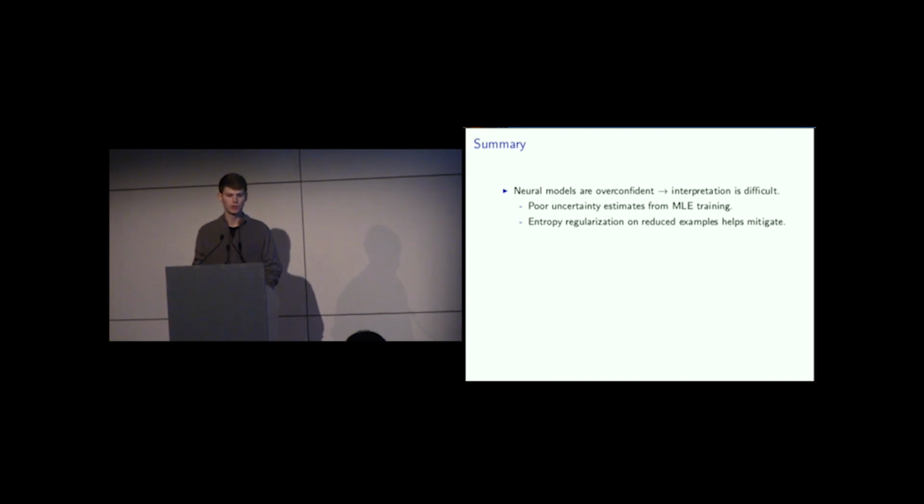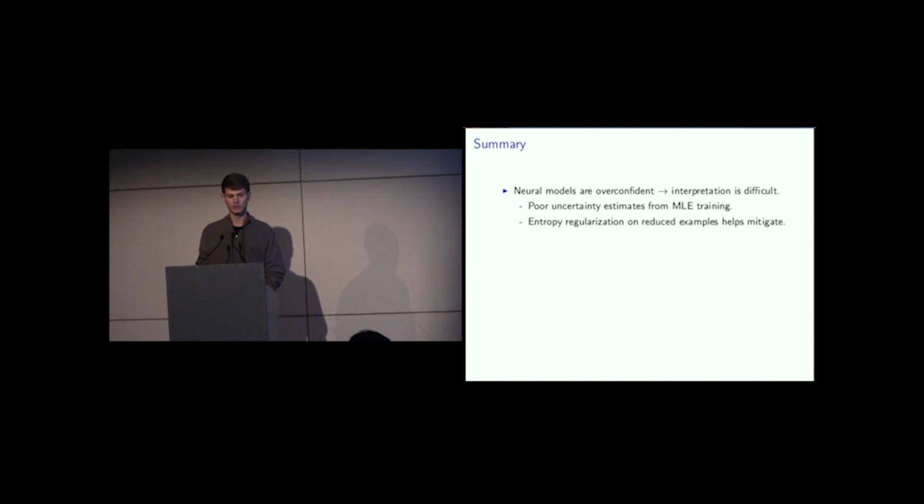So let's conclude and summarize what we talked about. We saw neural models are extremely overconfident. We suspect this results from poor uncertainty estimates coming out of maximum likelihood training. There's nothing in the maximum likelihood objective that's trying to encourage your confidence to be calibrated in any way, or to be reasonable on out-of-domain inputs. This can cause difficulties for interpretation because confidence is not a good measure of your model's uncertainty. You need better, more principled approaches to figuring out how uncertain your model is.